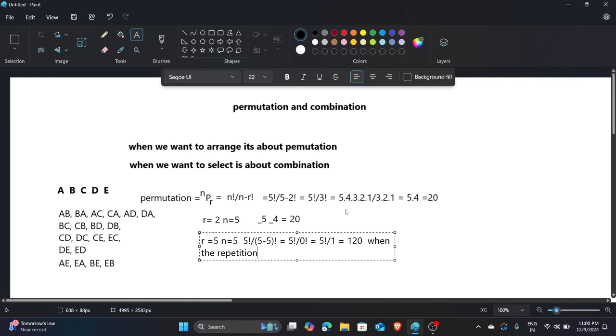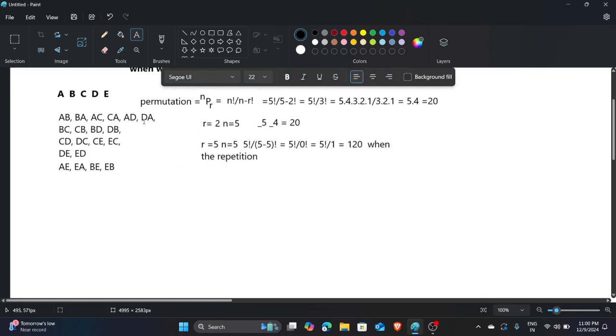So this is the complete concept of permutation. Now we go through the combination, and then we try to see the difference between them. I already said that in combination, when we have to select, we do a similar thing. We have five elements and we have to take two at a time. How many ways can we select them?